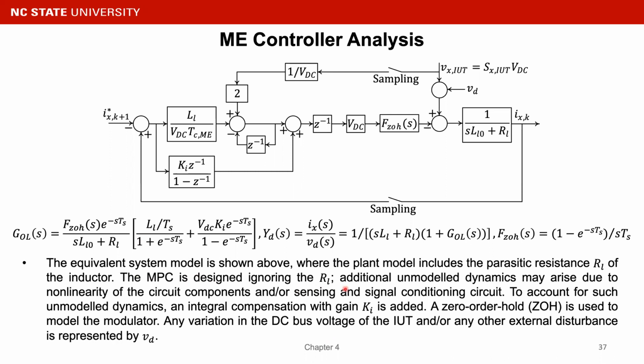Additional unmodeled dynamics may arise due to the nonlinearity of the circuit component and the sensing and signal conditioning circuit. To account for the unmodeled dynamics, an integral compensation with gain Ki is added in parallel with our model predictive controller. A zero-order hold is used to model the modulator, and any variation of the DC bus voltage of the IUT and any other external disturbance is represented by the VB.